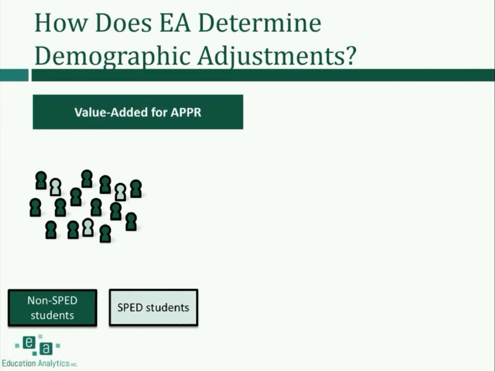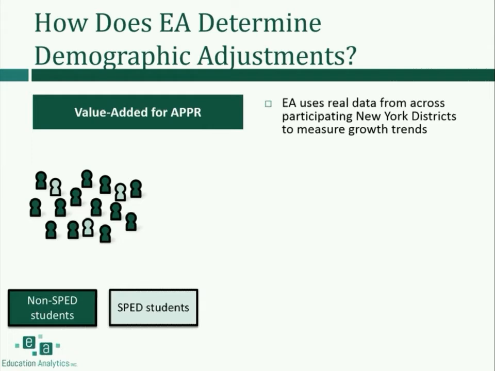Next, how does EA determine demographic adjustments? So I've been mentioning so far all these different adjustments that we make. Here's a little more information about how we go about determining that. EA uses real data from across participating New York districts to measure growth trends. We want to figure out, did students with certain characteristics tend to grow faster or slower? In this example, we're looking at non-special education students and special education students across the sample. And this is just hypothetical.